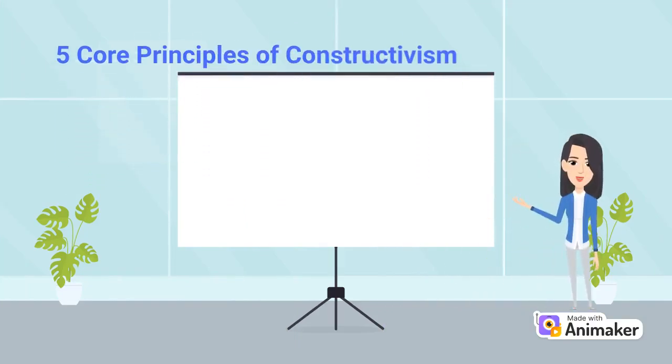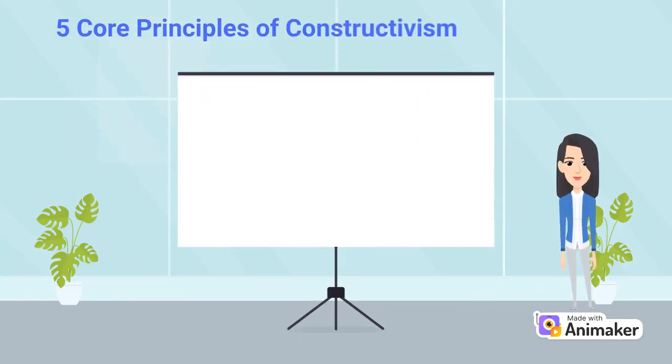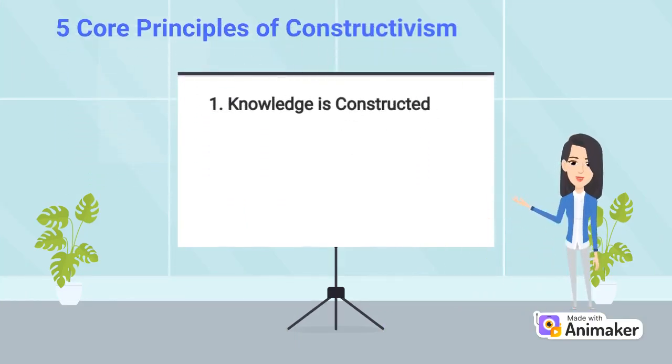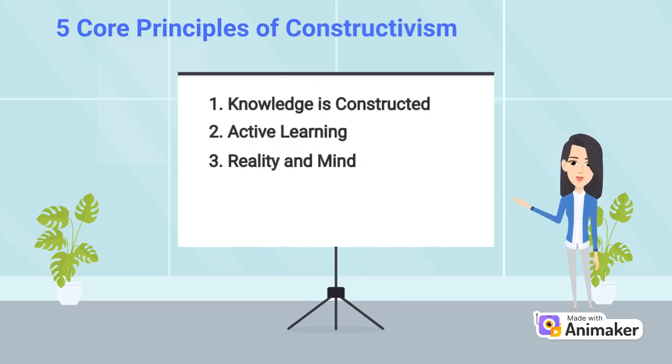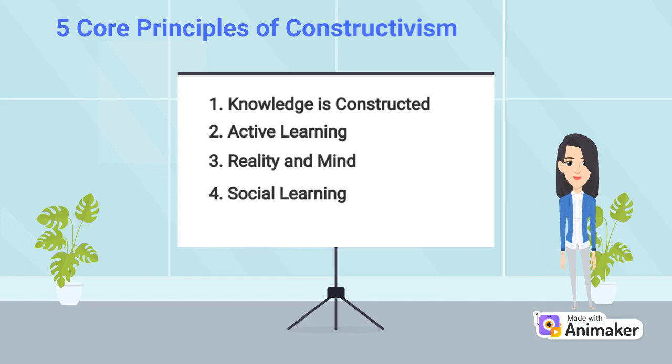So we have five core principles of constructivism. The first is knowledge is constructed. The second is active learning. The third is reality and mind. The fourth is social learning. And lastly, knowledge is personal.